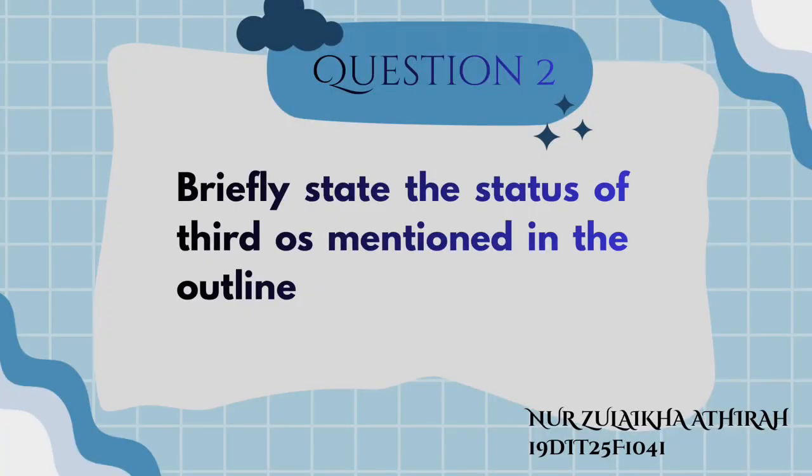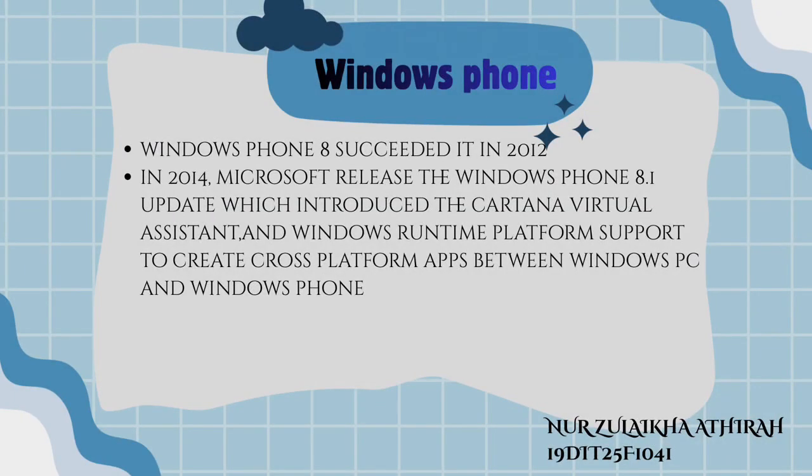And we move to question 2. Briefly state the status of the third OS mentioned in the outline. Windows Phone 8 succeeded in 2012. In 2014, Microsoft released the Windows Phone 8.1 update which introduced the Cortana virtual assistant and Windows runtime platform support to create cross-platform apps between Windows PC and Windows Phone.